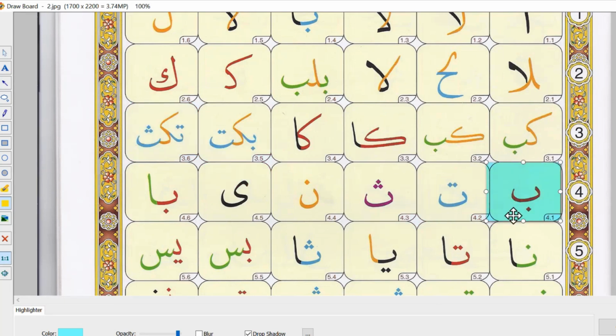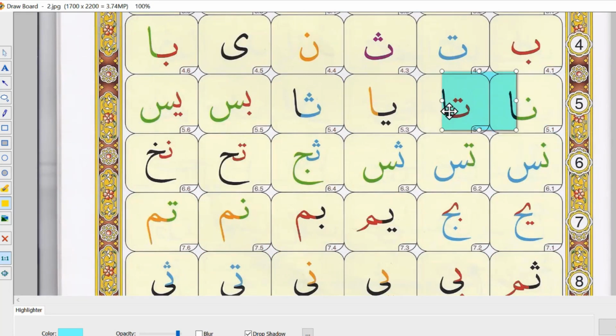And the next letter is here ba, ta, sa, noon, ya. And the next one also two letters here, ba alif, noon alif. And the next one is here ta alif, ya alif. And the next one is here sa alif, sa alif. And the next one ba sin.